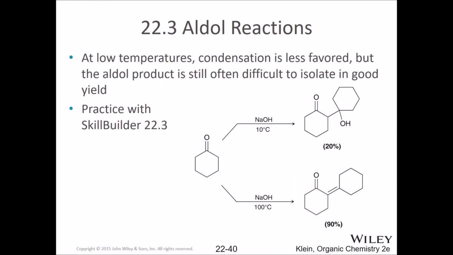At low temperatures, condensation is less favored, but the product is still often difficult to isolate in good yield. So I think most of the practice problems we're going to see are going to automatically give the condensation product, right? So even at cool temperatures, we're still going to only get 20%, right? At cool temperatures, what's going to be the 80%?